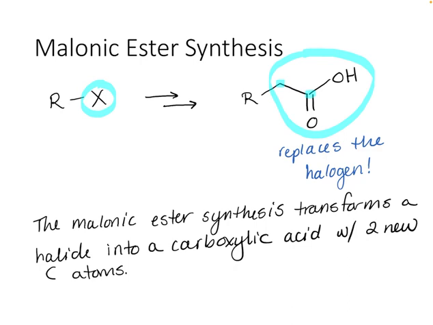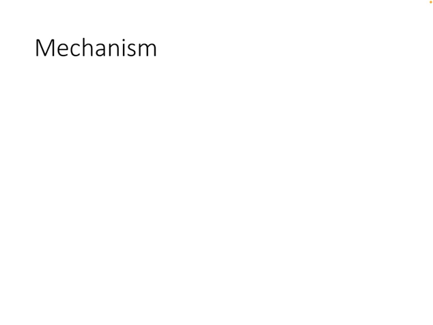Now, you're probably thinking, how in the world are we adding all these atoms in place of a halogen? Well, it does involve the use of something called diethyl malonate. So I'll just draw that down below here. This has 2 esters separated by a carbon, and we call this diethyl malonate. So let's look at the mechanism for this reaction.